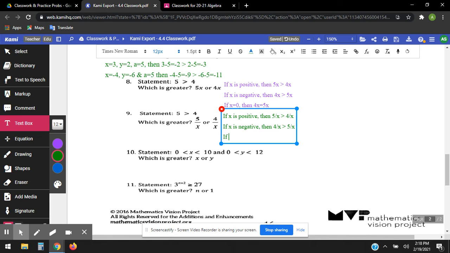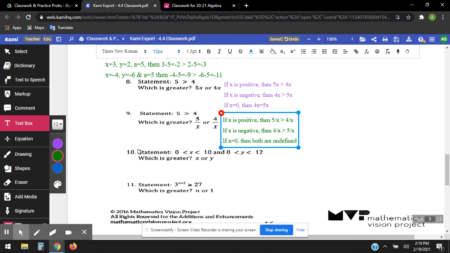And then we always have if x equals 0. Can we divide by 0? We can't. Then both of them are undefined. When you divide by 0, you just can't do it. So it's undefined, it's not possible.